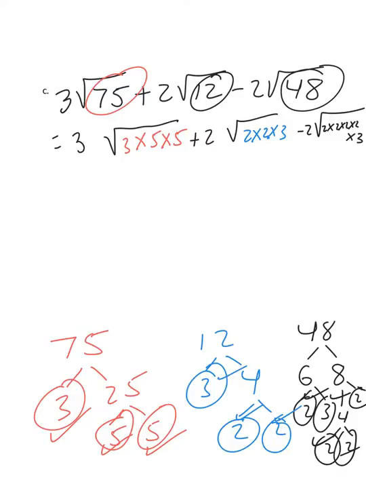And now let's circle every matching pair and kick out one number per matching pair. Looking at the first square root, we got a matching pair of 5s. So one 5 goes out to the front to be multiplied by the 3 that's already out there. Middle square root, I got a matching pair of 2s. So one 2 goes out to be multiplied by the 2 already out there.